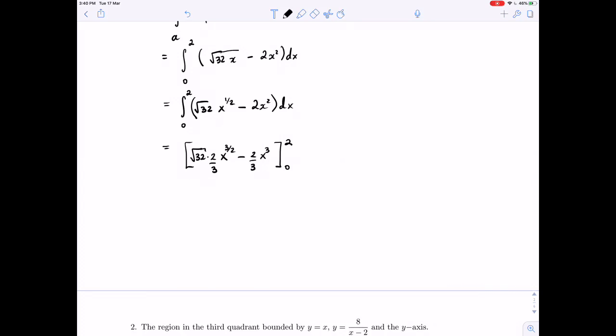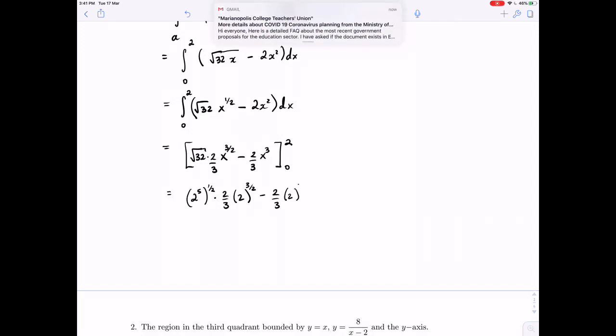We're going to run this from 0 to 2, so if we do that, we're going to get root 32. Well, 32 is 2 to the 5th, so I'm going to write that as 2 to the 5th to the 1/2 times 2/3, and then plug in the top value, x, which is 2 to the 3 over 2, minus 2/3 of 2 cubed.